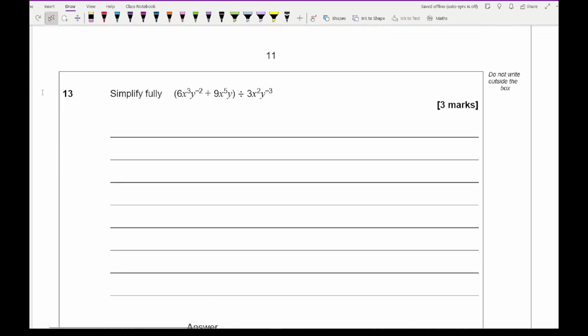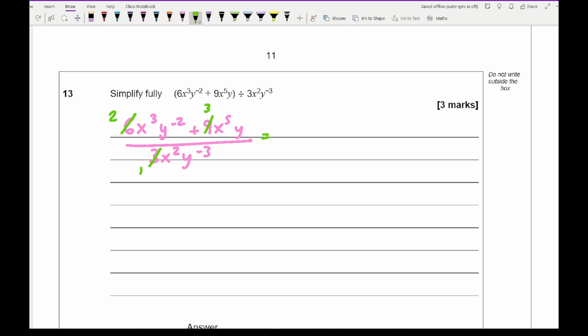Moving on to question 13, it says simplify fully, and we've got 6x cubed y to the power of minus 2 plus 9x to the power of 5y divided by 3x squared y to the power of minus 3. Well, if I write this out as a fraction, I end up with 6x cubed y to the minus 2 plus 9x to the 5y all over 3x squared y to the power of minus 3. Now what I'm going to do here is break this fraction up. If we look at the numbers first, I can divide everything by 3, so that becomes 1, that becomes 2, that becomes 3.